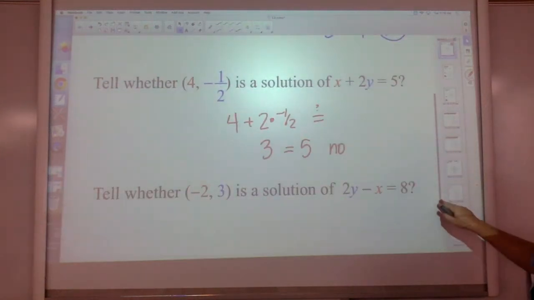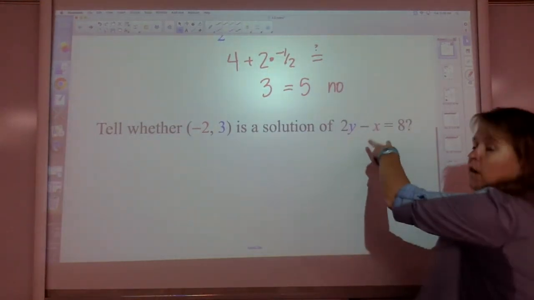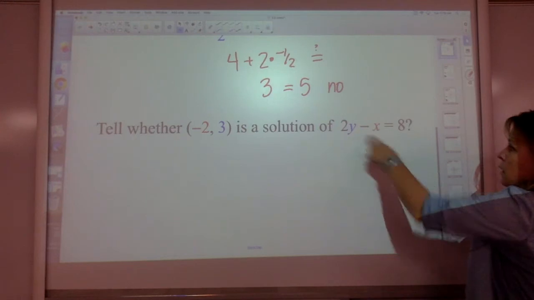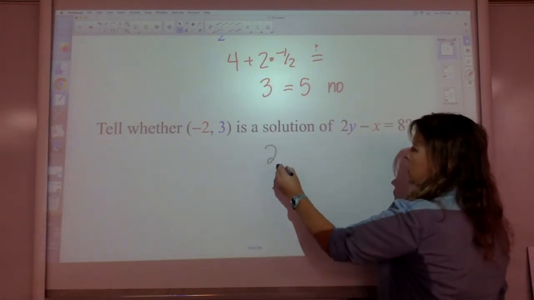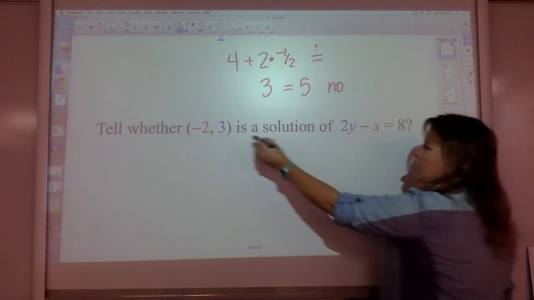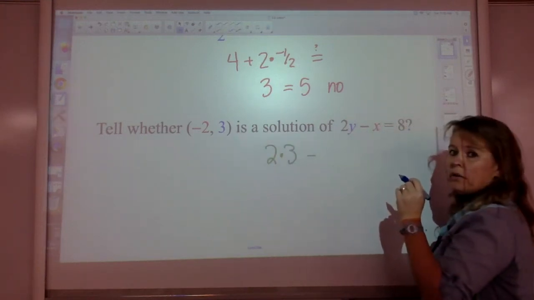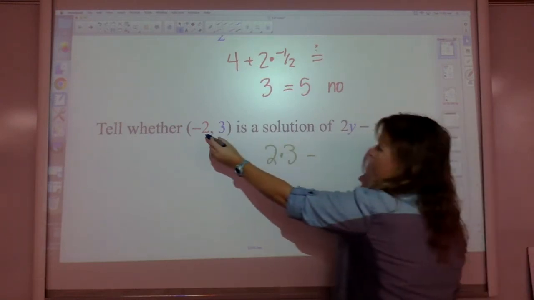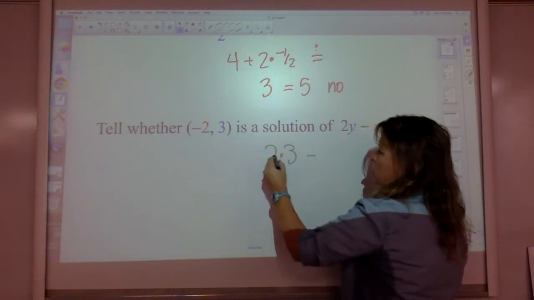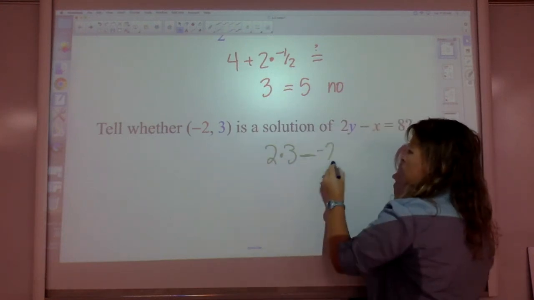Tell whether (negative 2, 3) is a solution of 2y minus x. Don't fall for it. They're trying to trick you. They're putting the y first instead of the x. You won't fall for it. 2 times y, which is 3, minus, they're trying to doubly trick you. They wanted you to minus the x, but the x already is negative. 2 times 3 minus negative 2.